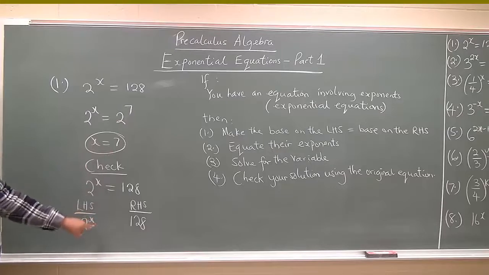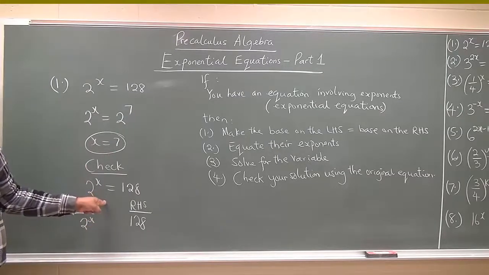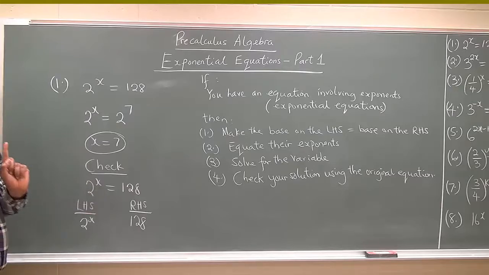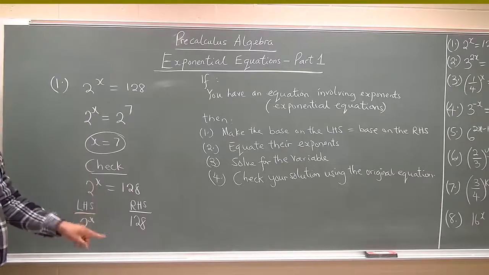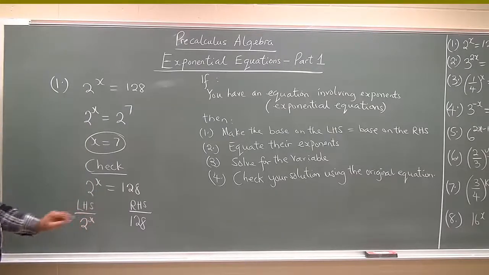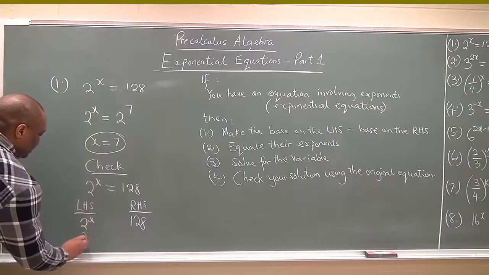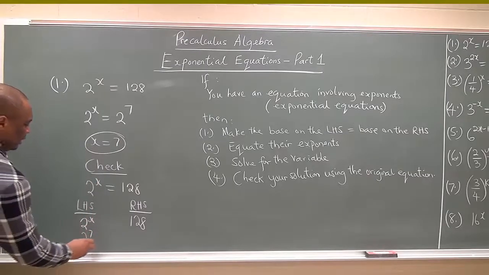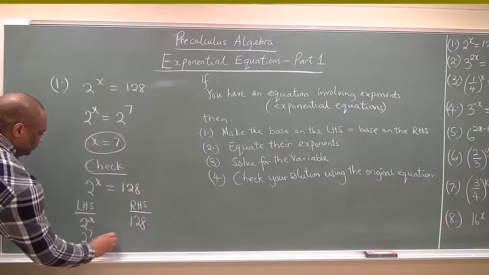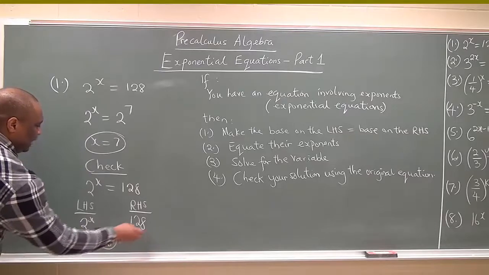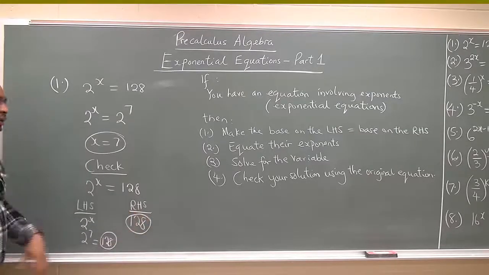So which side has the variable? Now remember, this is the original equation. You have to check with the original equation. Which side has the variable? It is the left-hand side. So we substitute it that this is 2 exponent 7, and that gives us 128. 128 on our left, 128 on our right.